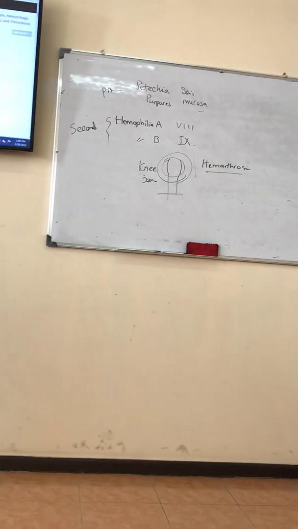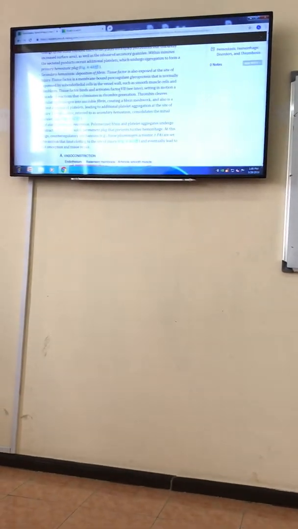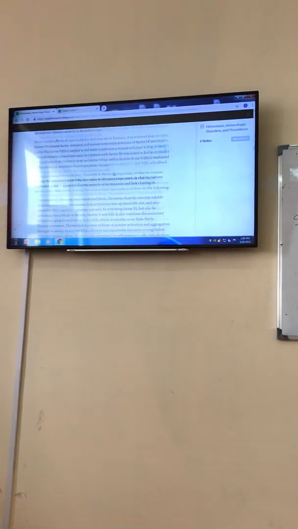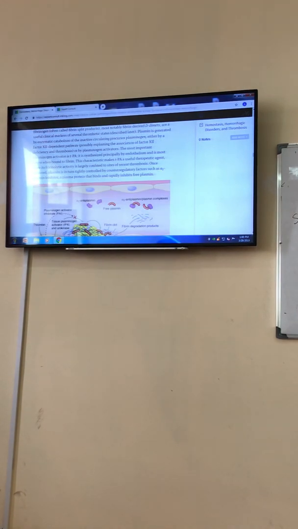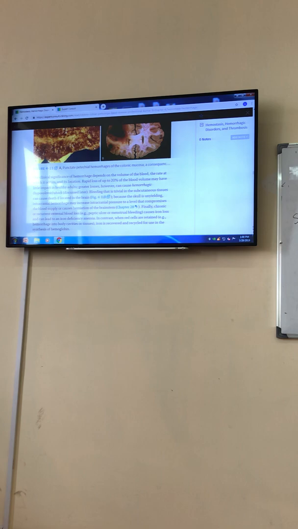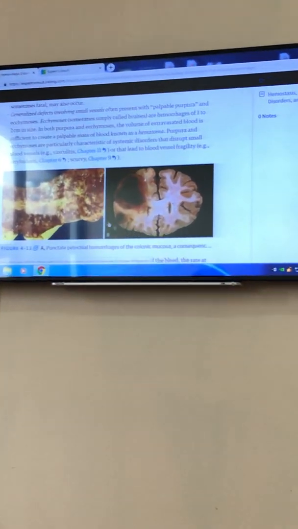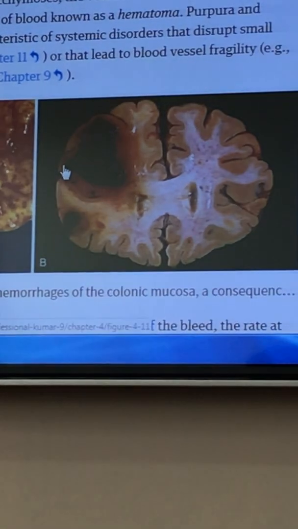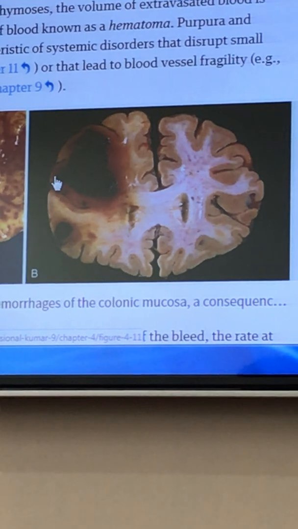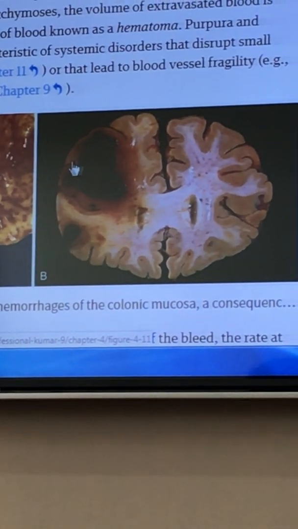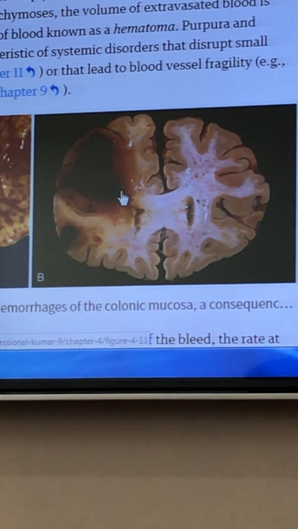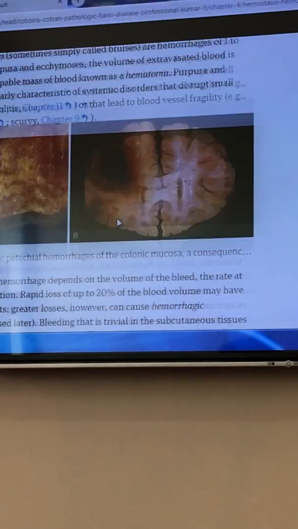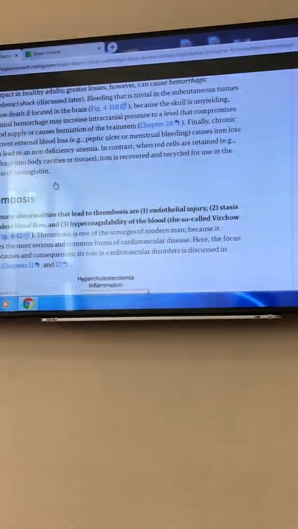Or bleeding in cerebral tissue. This picture is brain tissue and this is hemorrhagic tissue, but this has been caused by an accident. This is a tear and hemorrhage into tissue. So the type of bleeding and the clinical picture is different in primary and secondary hemostasis.